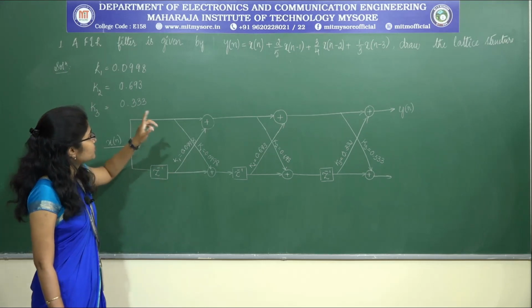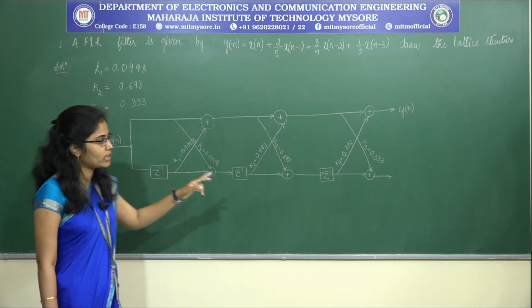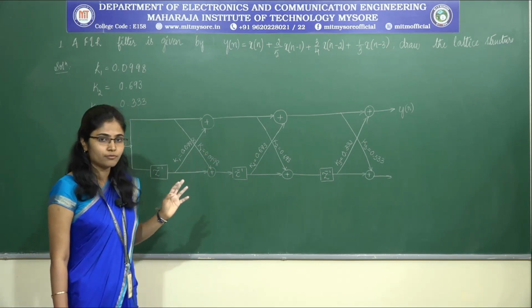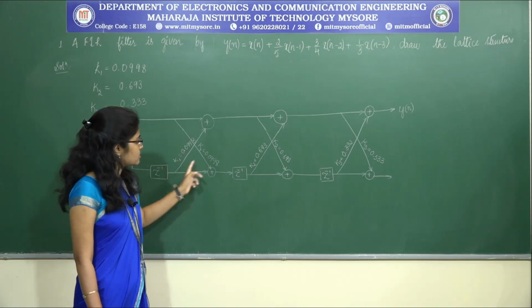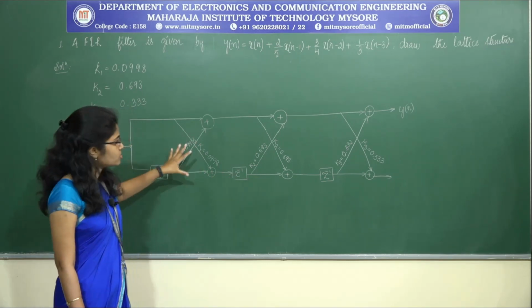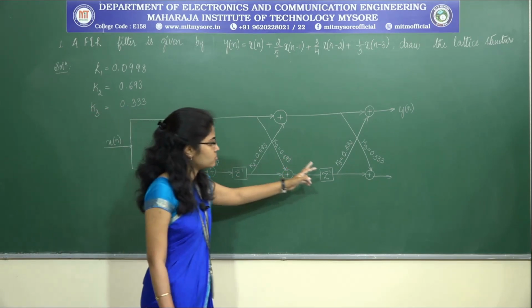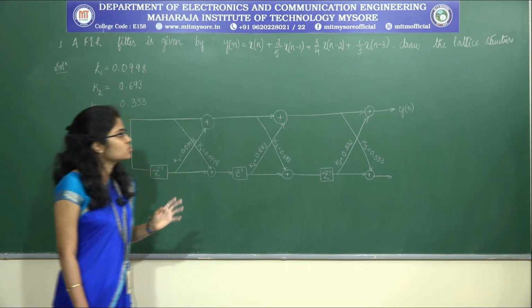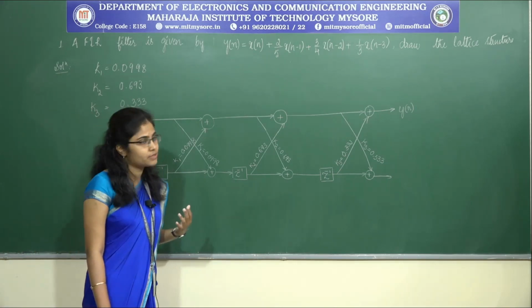What we do is, from the given difference equation, we try to find out the coefficients k1, k2 and k3 based on the order of the filters. Since it was order 3, we get 3 coefficients, that is k1, k2, k3. Draw the structure, and in the place of k1 write the values, in the place of k2 write the values, in the place of k3 write the values. So this is how we can draw the lattice structure with the help of the difference equation.